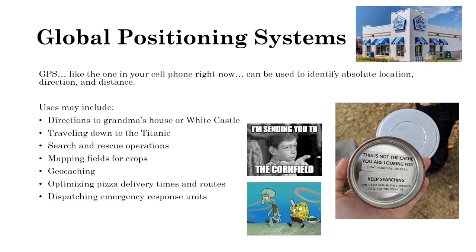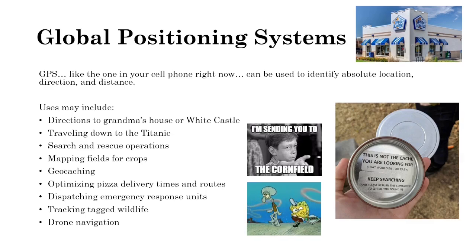They could be dispatching emergency response units. They could tell you the quickest way to get there and the distance, so the distance will help determine which fire station goes out to put out the fire. They could also be tracking tagged wildlife and the numbers of wildlife to see if certain species are under threat of extinction or not, or if they're migrating. We could also be doing drone navigation. There are a lot of uses with global positioning systems, and it all comes down to identifying absolute location, direction, and distance.